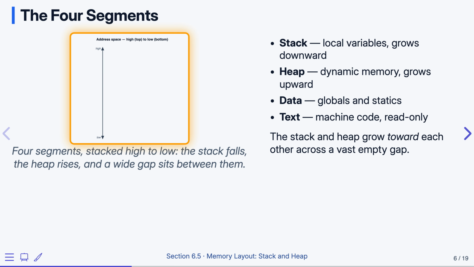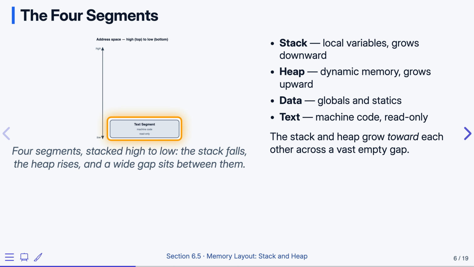A running C program divides its memory into regions. Read this picture from high addresses at the top, down to low addresses at the bottom. At the very bottom is the text segment. It holds your compiled machine code. This part is read only. Just above it is the data segment. It holds global variables and static variables. These last for the whole program.